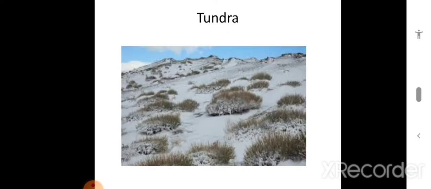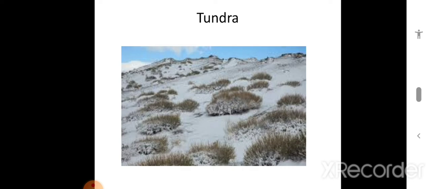Natural vegetation is classified into three: forest, scrubland and tundra. Today I am going to explain about tundra. Tundra vegetation is found in the cold desert regions, that is, in the polar regions. Tundra is a vast treeless plain in the Arctic regions where the subsoil is permanently frozen. The soil will be permanently frozen there.